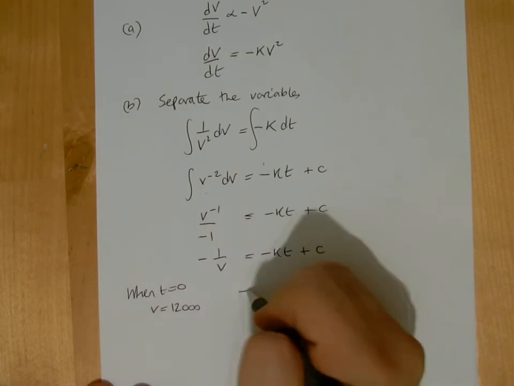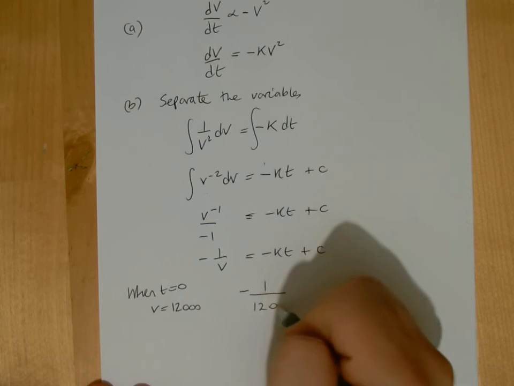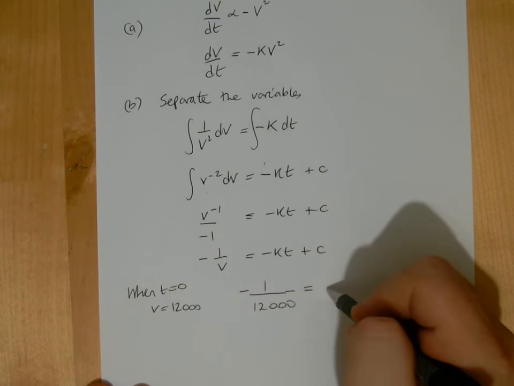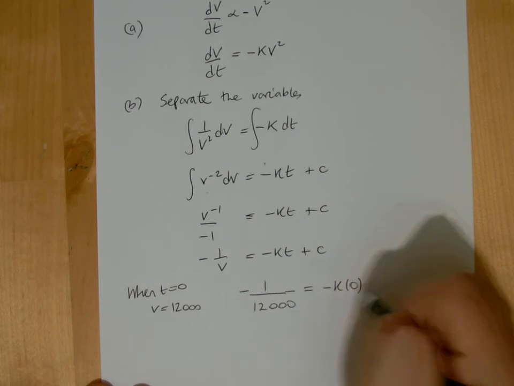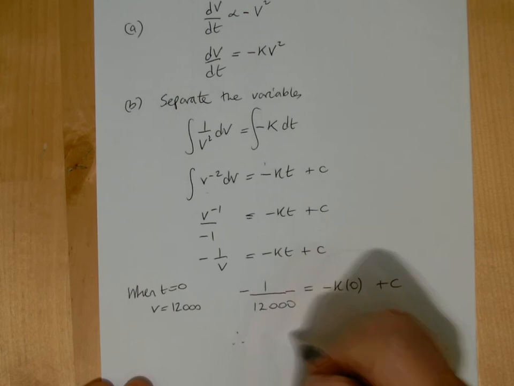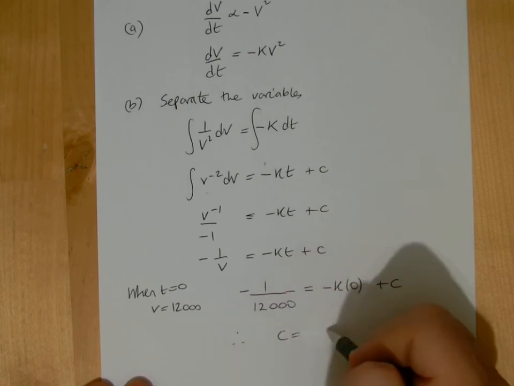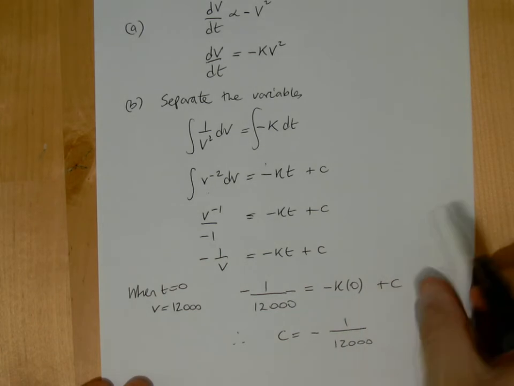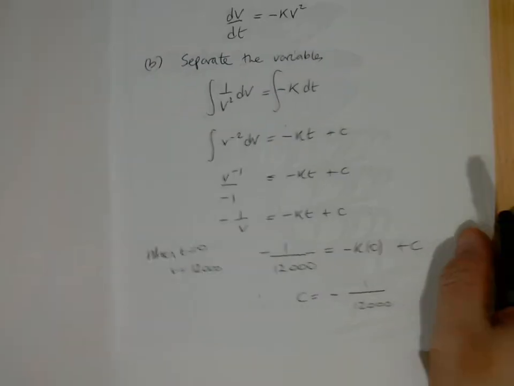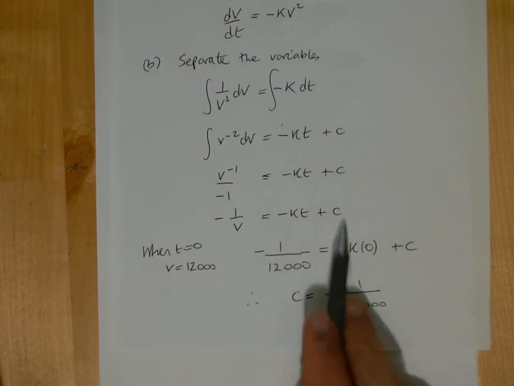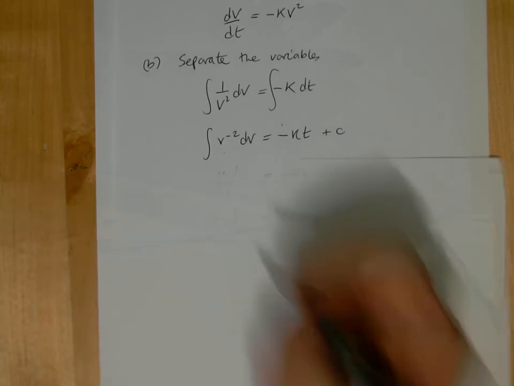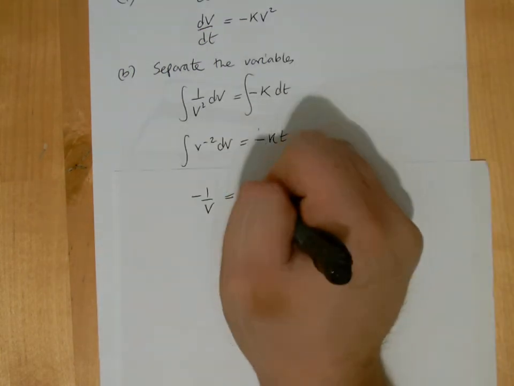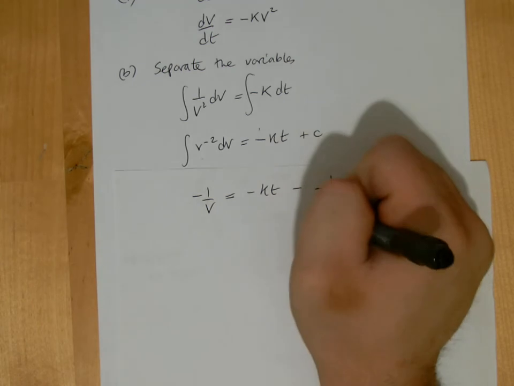So we put that in: minus 1 over 12,000 equals minus k times 0 for t plus c. So therefore, c is equal to minus 1 over 12,000. So the next step is to sub that back in to get an expression for v. So minus 1 over v equals minus kt minus 1 over 12,000.